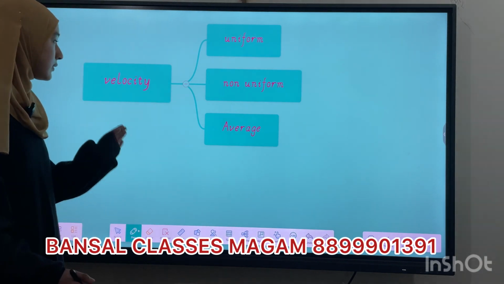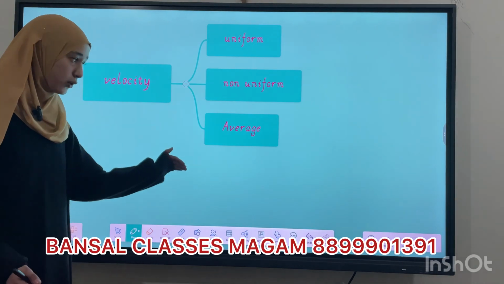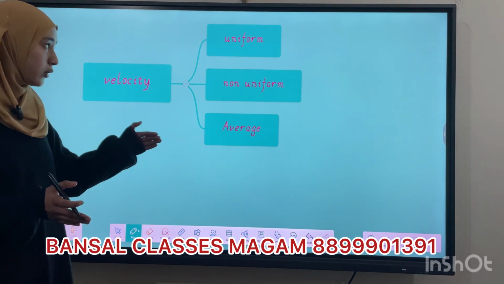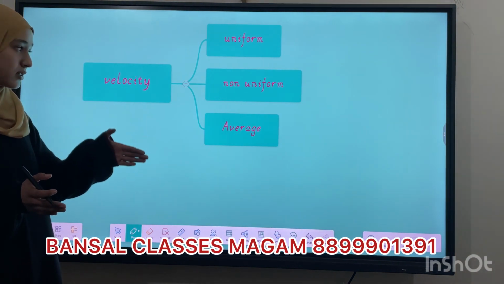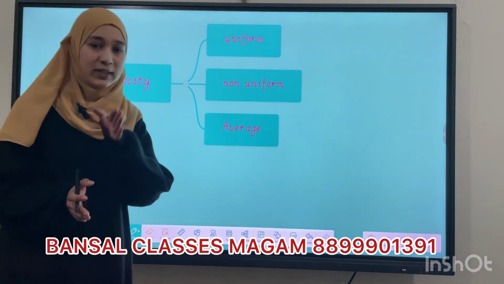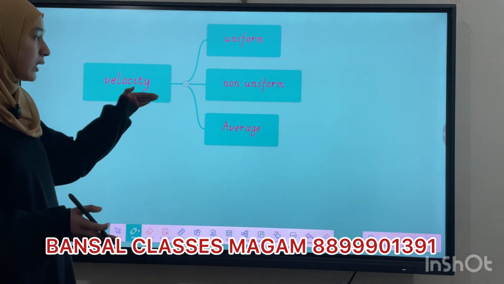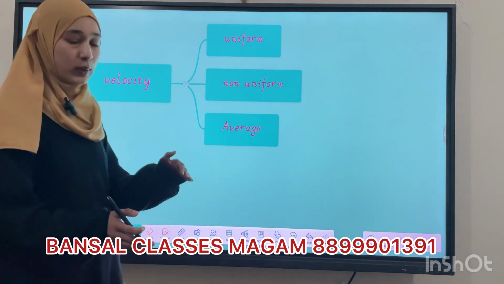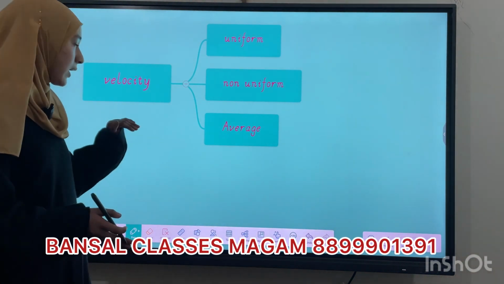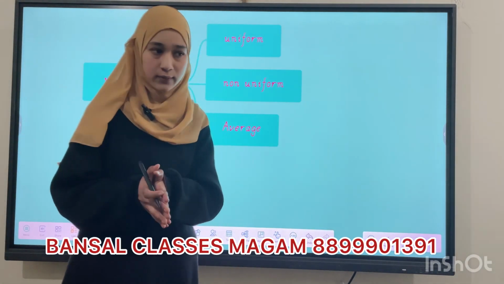After this we have three types of velocity as well, that is uniform velocity, non-uniform velocity and average velocity. A body is in a uniform velocity when it travels equal distance in equal intervals of time in a particular direction. Non-uniform velocity is when an object covers unequal distance in equal intervals of time in a particular direction. And average velocity is the arithmetic mean of initial and final velocity.